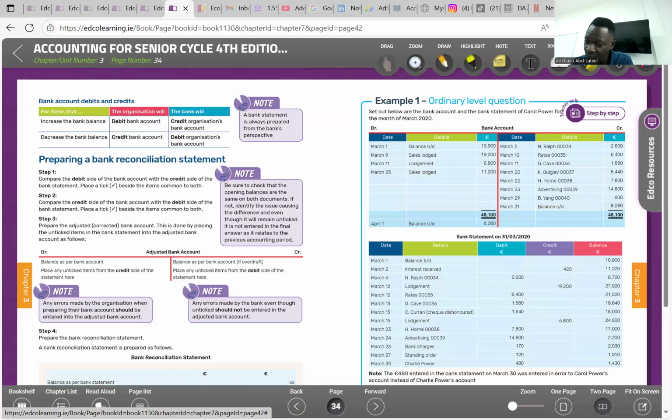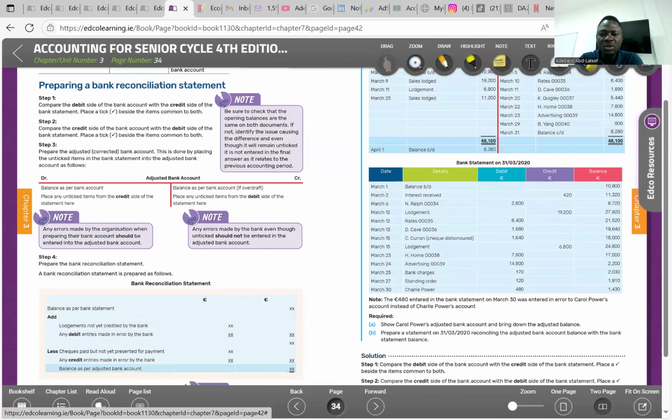We have bank charges. It's not going to be there because bank charges come from the bank. This is one of the reasons why we need to do a bank reconciliation statement, because bank charges might not be recorded by the business. Then we have the standing order of 120 is not here. Then we have Charlie Power 480, which is also not here.